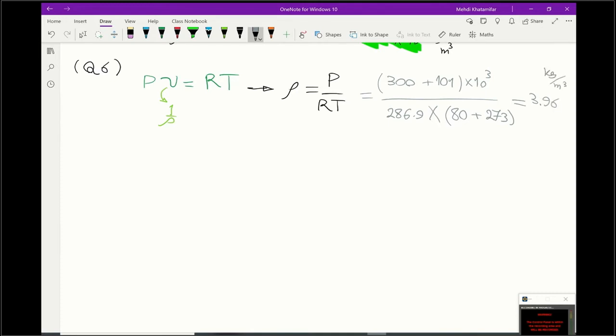And the question says what? Find volume. So density is mass divided by volume. Therefore, volume is going to be mass divided by density. So mass was 5 kilogram. We just found density, 3.96. So volume is going to be 1.26 meter cube. So don't forget this.